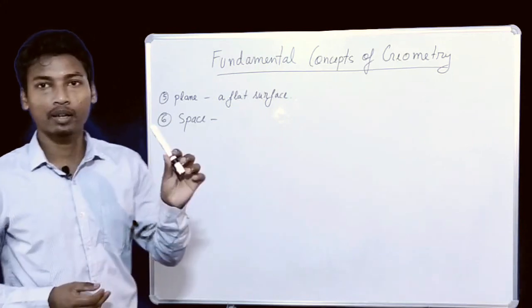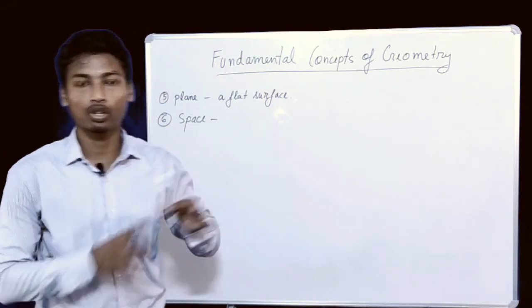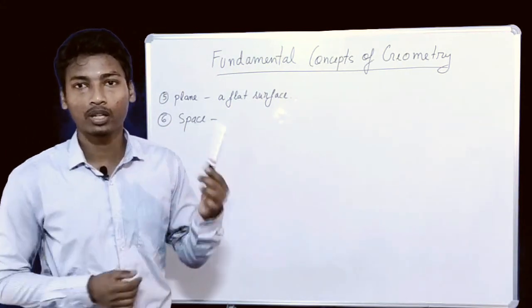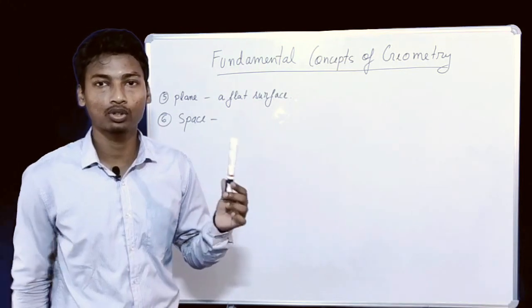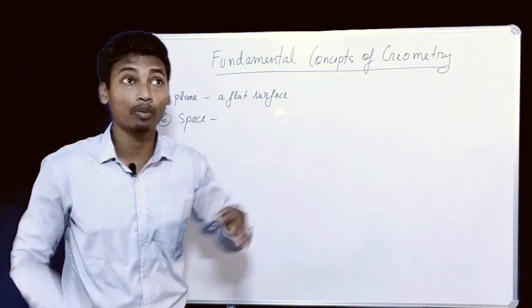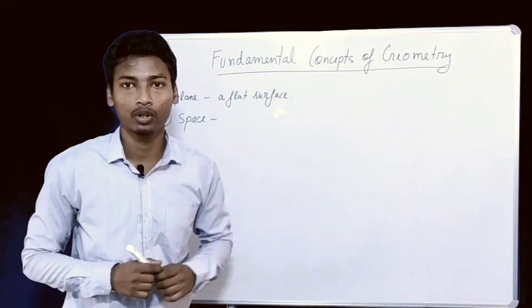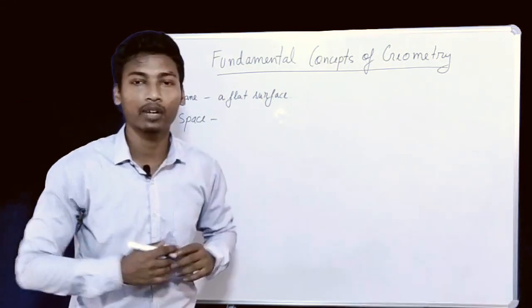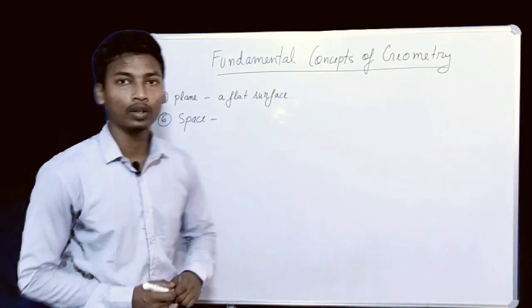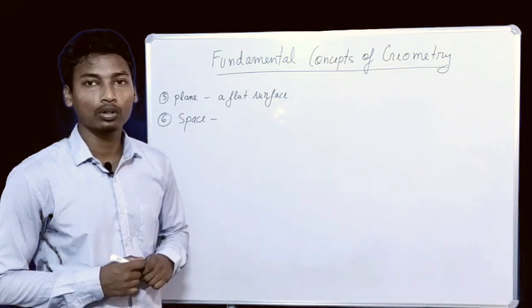So take for example this marker, it is occupying a space. So it is a part of this space. So this geometrical object is included in the geometrical object space. Now space has infinite length, infinite breadth and infinite height. Now let's talk about a closed figure.